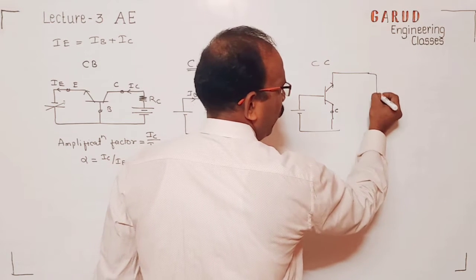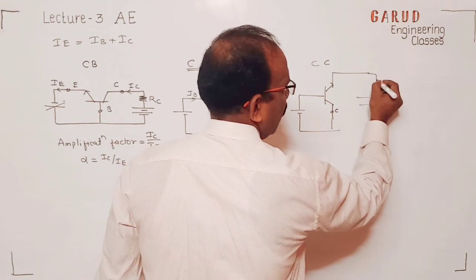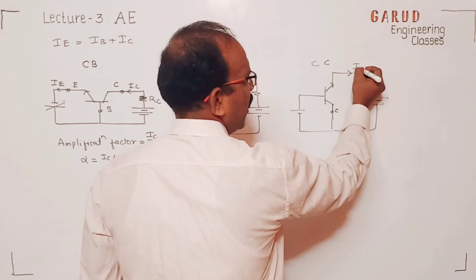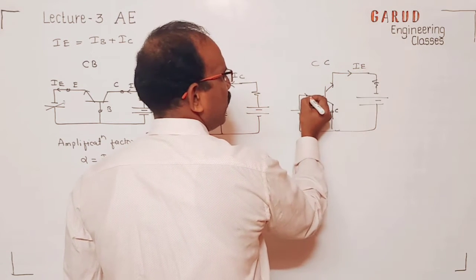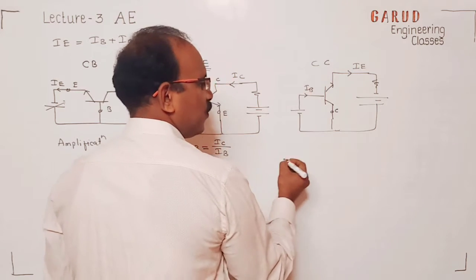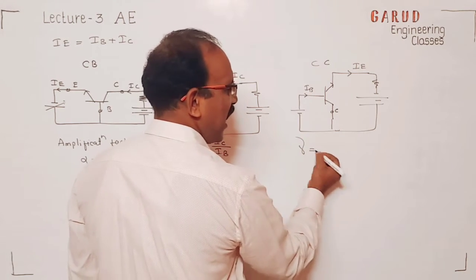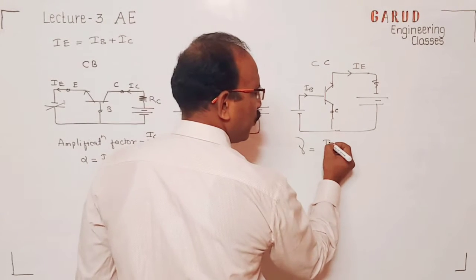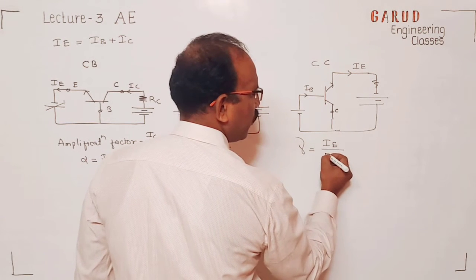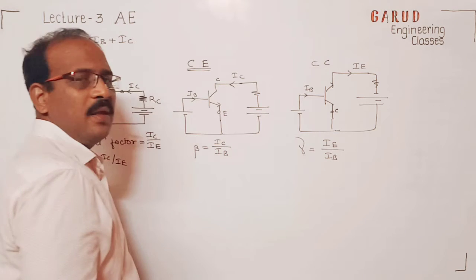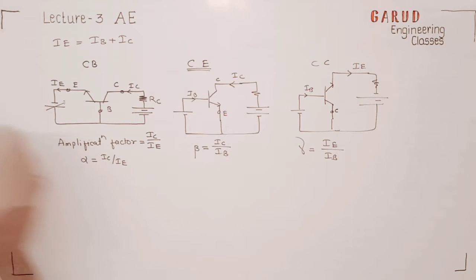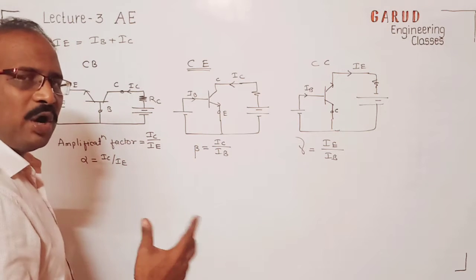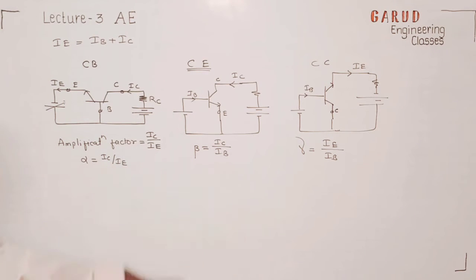See, current is in the downward direction. I connect a resistor. What is this? This is IE. What is this? This is IB. So what is this? The amplification factor is gamma, which is equal to output current upon input current. There are again DC amplification factor and AC amplification factor, which I will explain to you. But still, here this is the basic formula.